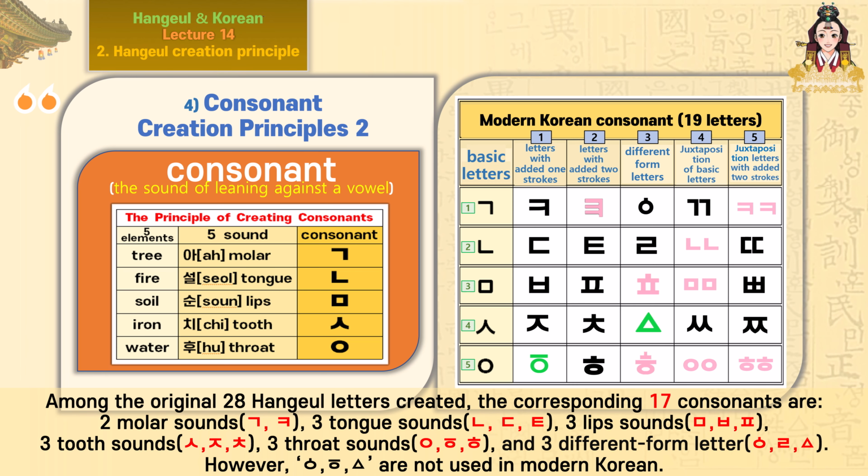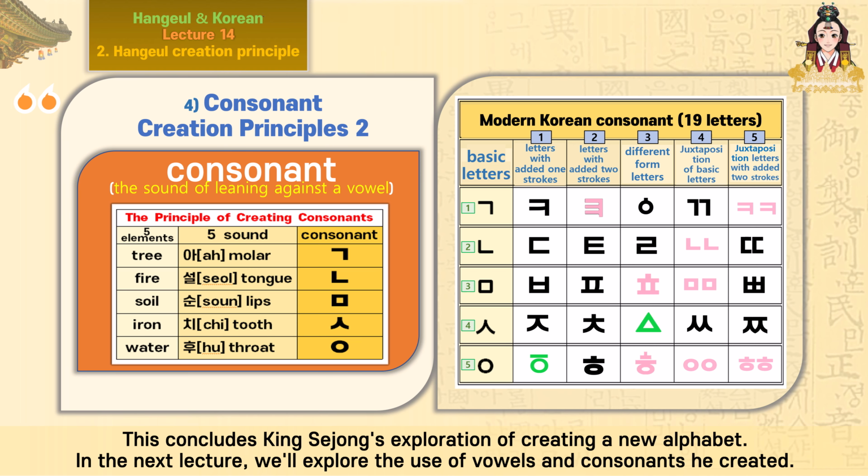Among the original 28 Hangeul letters created, the corresponding 17 consonants are 2 molar sounds, Giyuk, Kiyuk, 3 tongue sounds, Niun, Disut, Tiut, 3 lips sounds, Mium, Biut, Piut, 3 tooth sounds, Siot, Jiut, Chiut, 3 throat sounds, Iong, Urinhyut, Hyut, and 3 different form letters, Yeseong, Ryul, Bonseum. However, Yeseong, Ryul, Bonseum are not used in modern Korean. This concludes King Sejong's exploration of creating a new alphabet. In the next lecture, we'll explore the use of vowels and consonants he created.